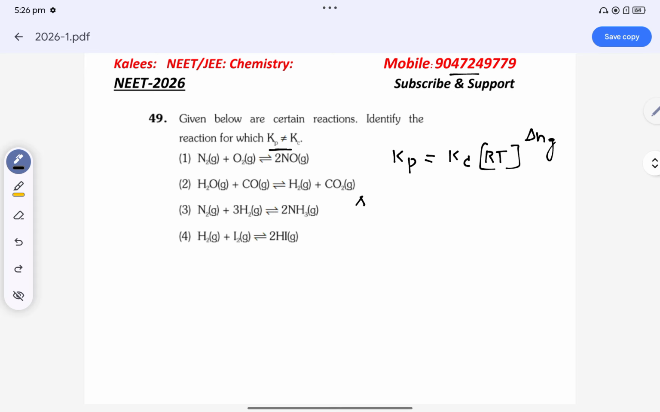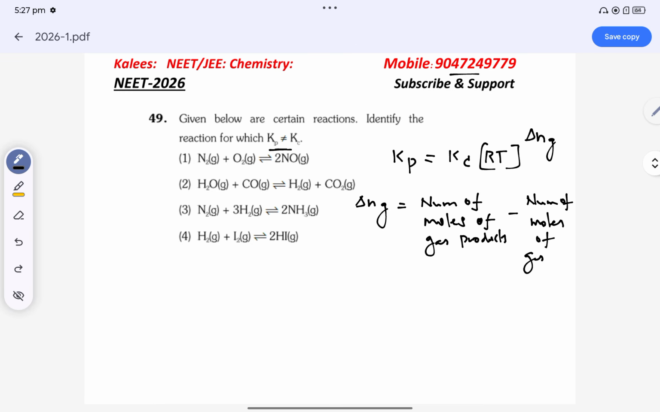What do you mean by del Ng, my dear students? It is the number of moles of gaseous products minus the number of moles of gaseous reactants. This is the formula. Yes, I am writing this one.